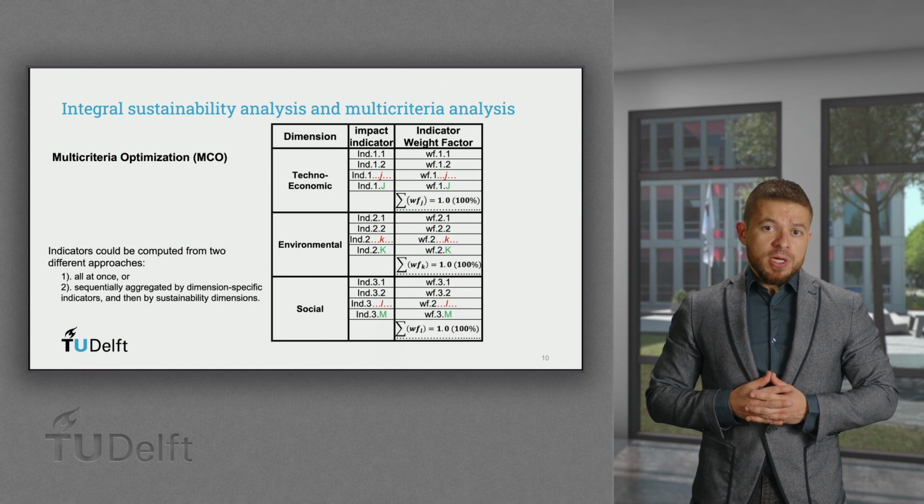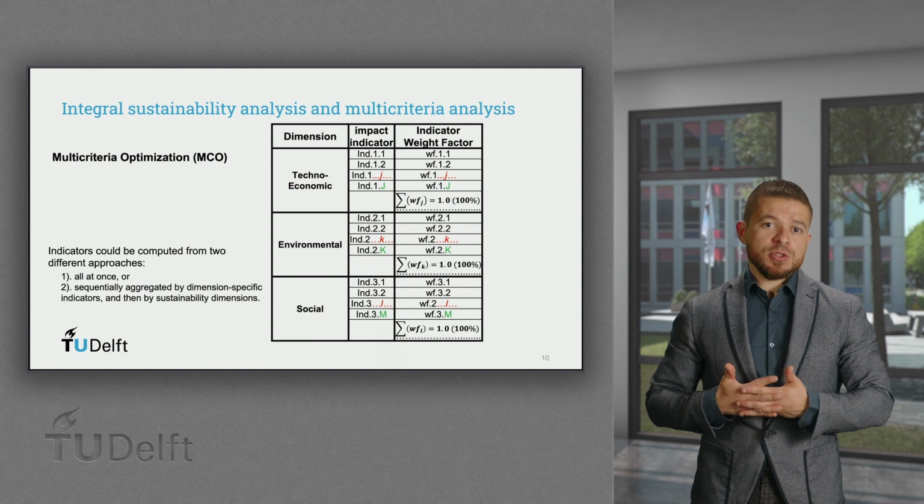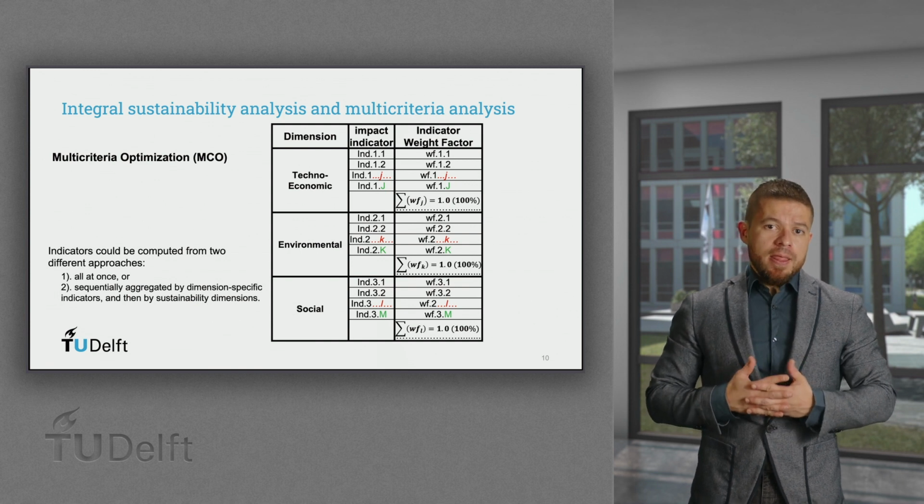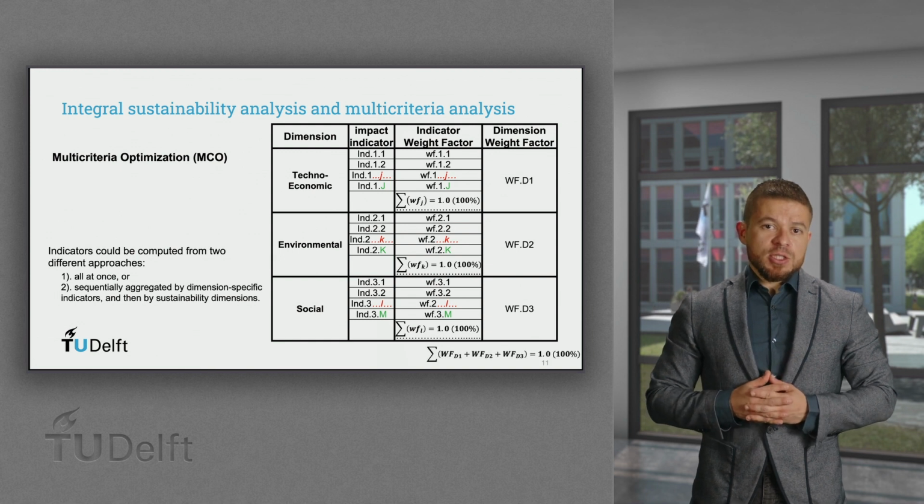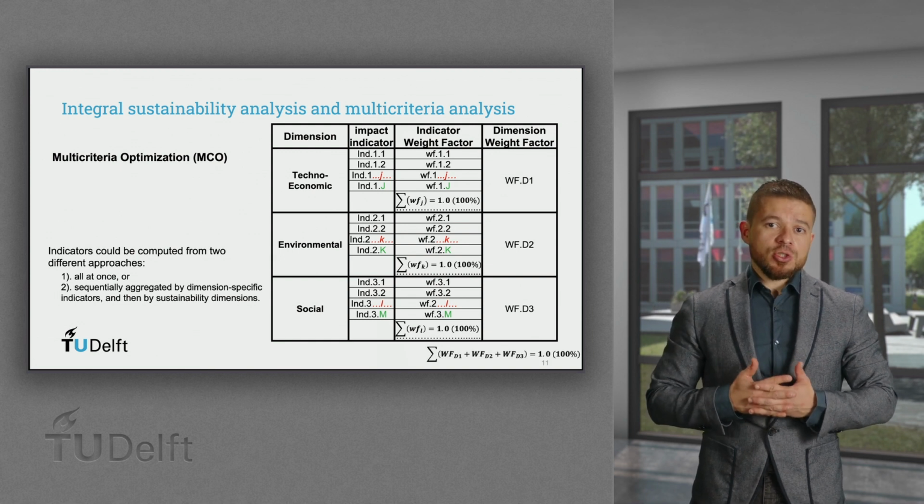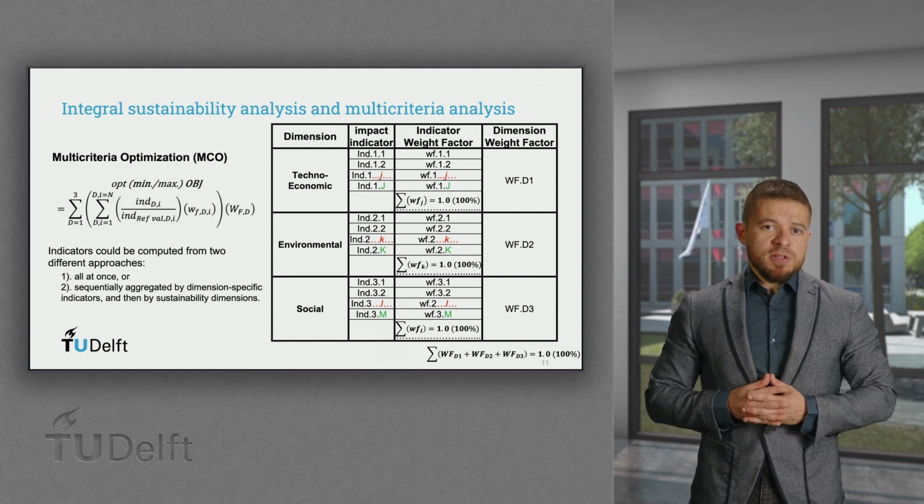Or through a two-level approach where the weighing factors are first assigned per dimension, meaning that the summatory of the factors belonging to one dimension would be equal to 1. And then, in a second level of aggregation, additional weighing factors are assigned to each dimension of sustainability. Please notice that the summatory of the weighing factors per dimension should also add up to 1. These two levels are represented in the formulation of the optimization problem as a double summatory.